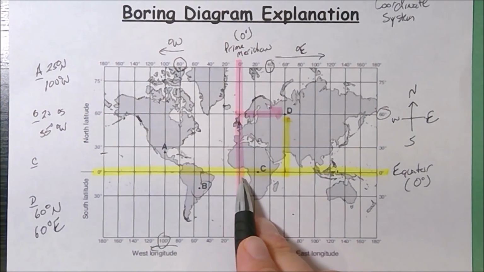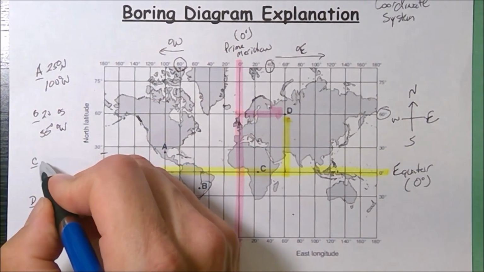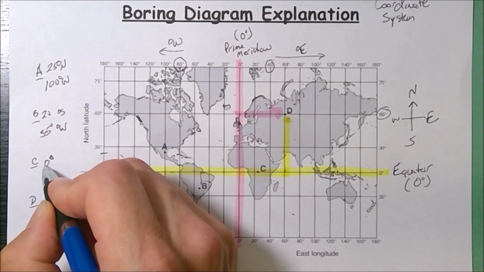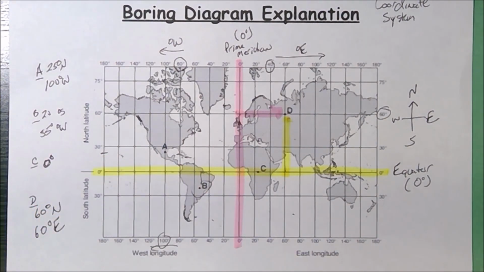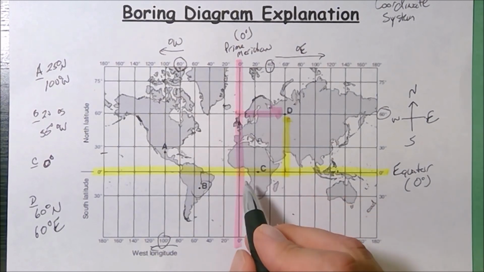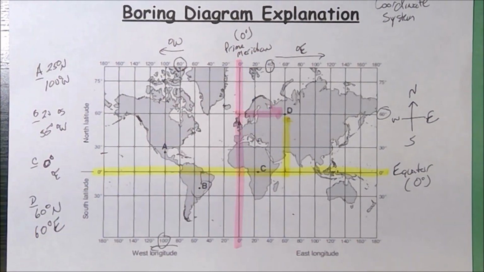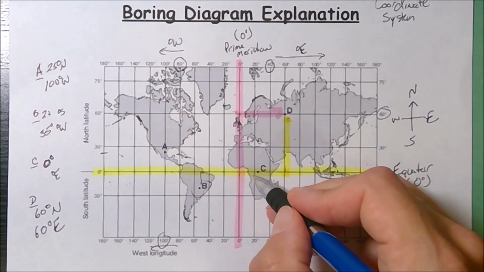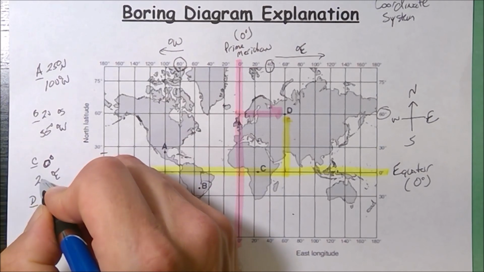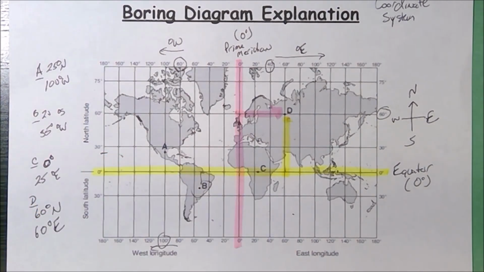Okay, point C is on the equator, which would be 0 degrees. There's no north or south because you're on the reference line. When you're looking at your longitude, you start from the prime meridian, you travel east. So this is going to be degrees east, and it's a little bit more than 20. So let's just estimate that as 25 degrees east.